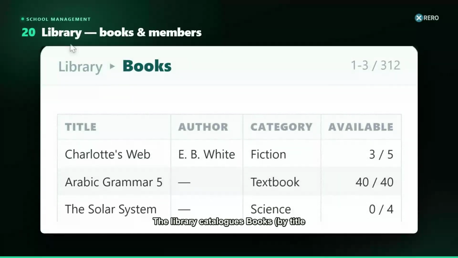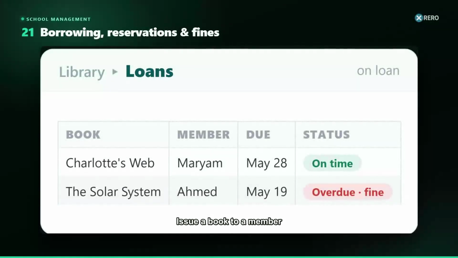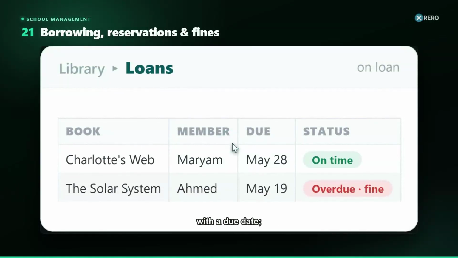The library catalogs books by title, author, ISBN, and category, and tracks copies available. Students and staff are members. Everything is searchable, so the librarian can find a title and see who has it on loan at a glance. Issue a book to a member with a due date. When it comes back, click Return. If a wanted book is out, a member places a reservation: pending, available, fulfilled, expired or canceled, and is notified when it's free.